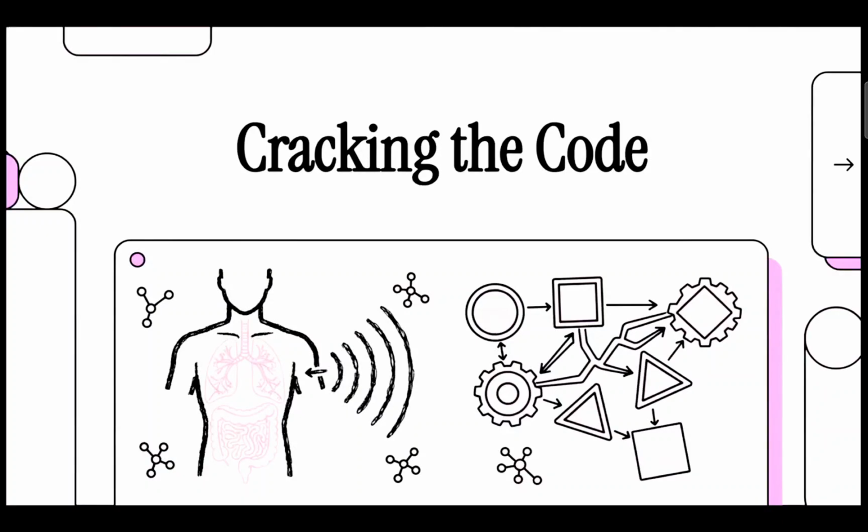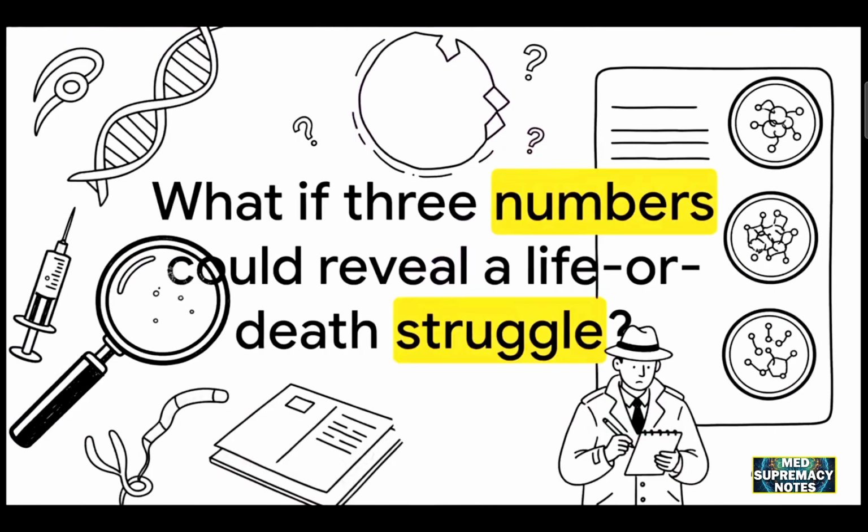We're cracking a code written in the very language of the human body. Mastering acid-base balance is an absolutely critical skill, and we're going to break it all down into a simple but really powerful method. I mean, seriously, what if just three little numbers could do that? Because that's exactly what we're talking about here.